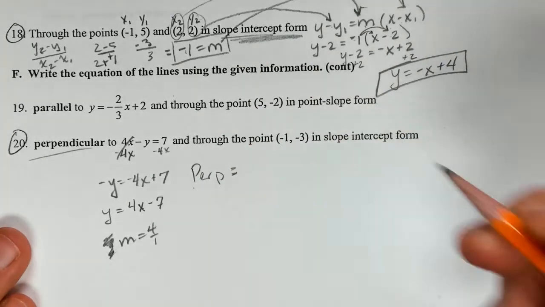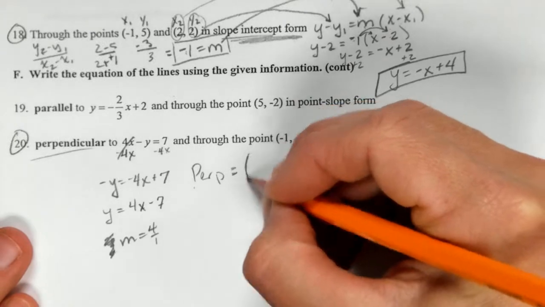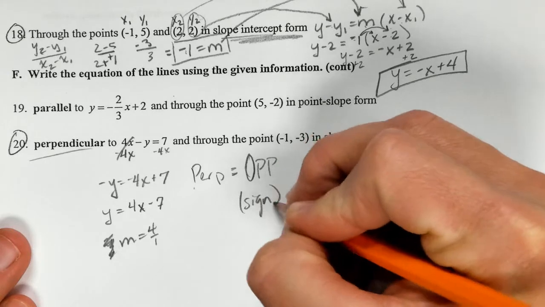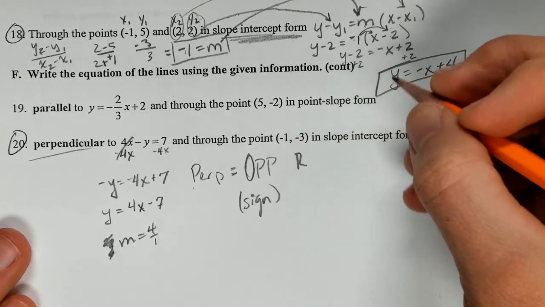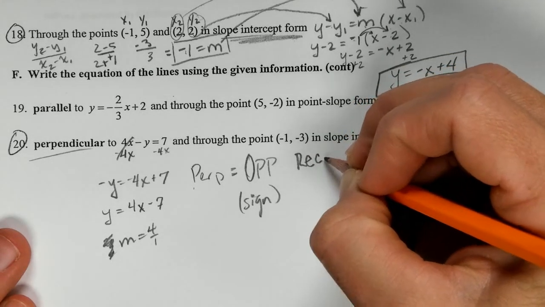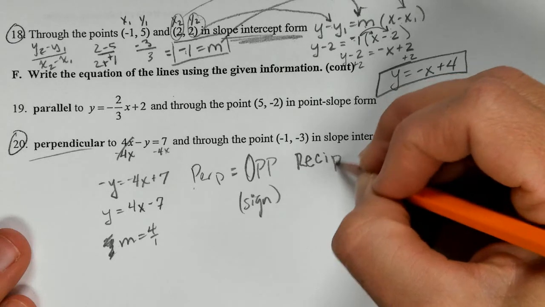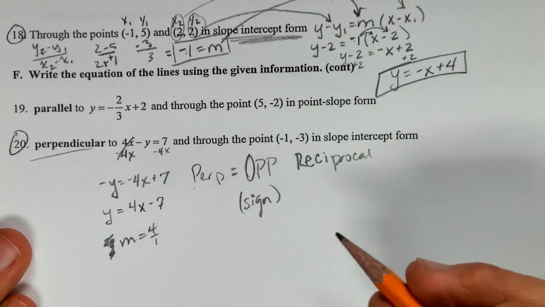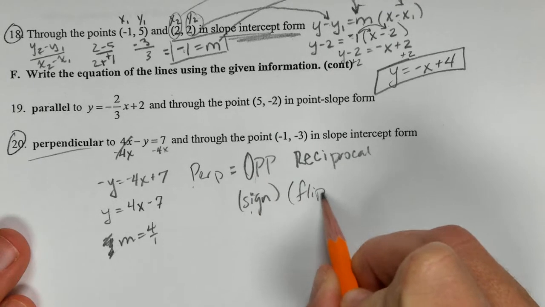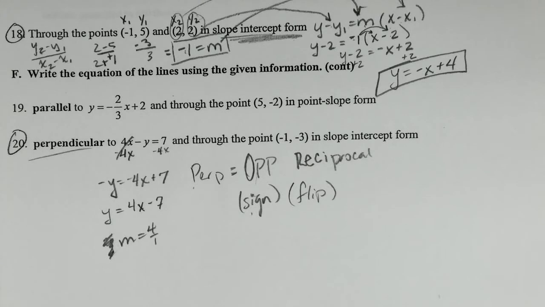Can anyone tell me what one of those changes is? The sign. And we say that's the opposite, right? So to change the sign is to make it the opposite. And then the other word starts with an R. Reciprocal. Opposite reciprocal. Fantastic. Opposite means to change the sign. Reciprocal means to flip the fraction. Monica, you getting this? Opposite means to change the sign. Reciprocal means to flip the fraction.